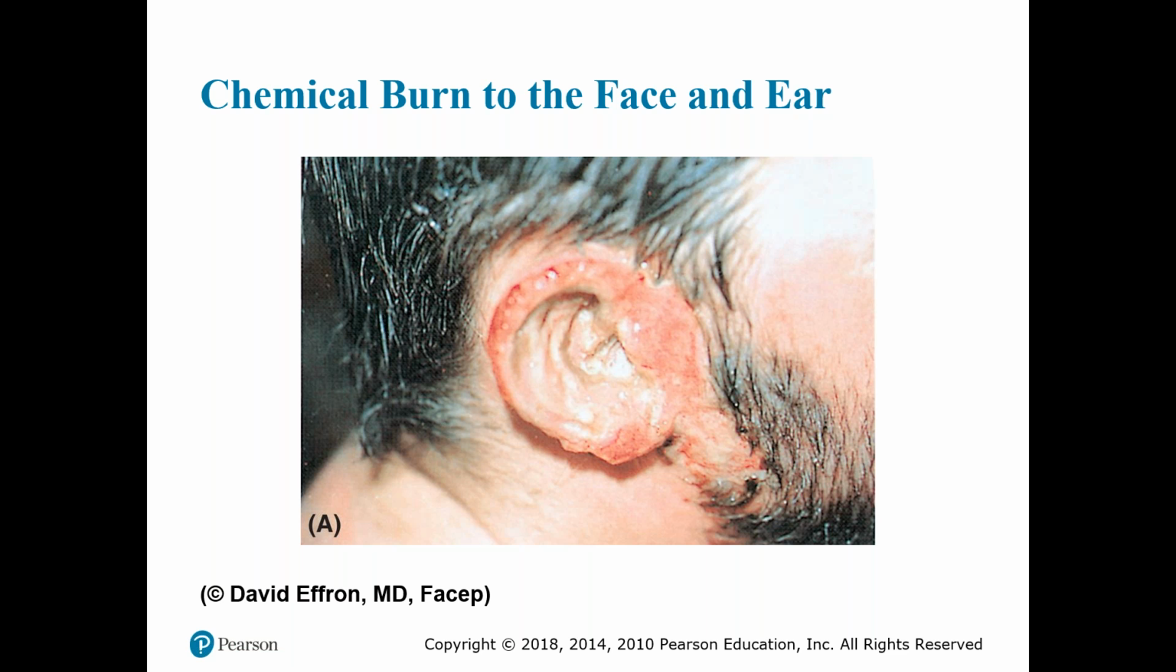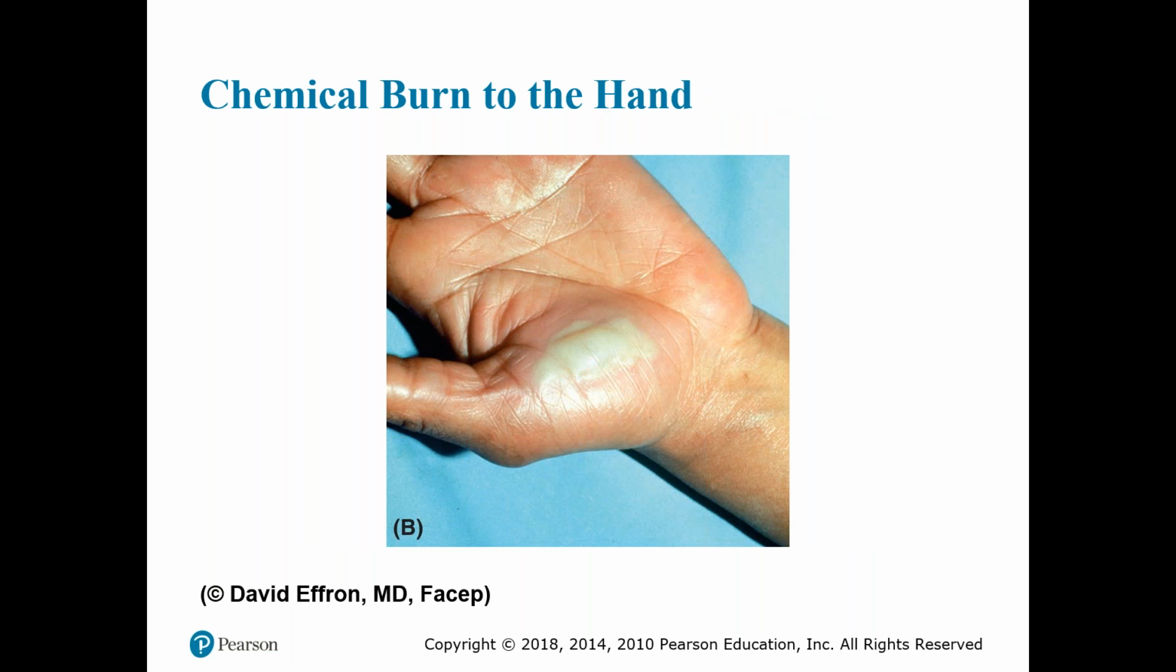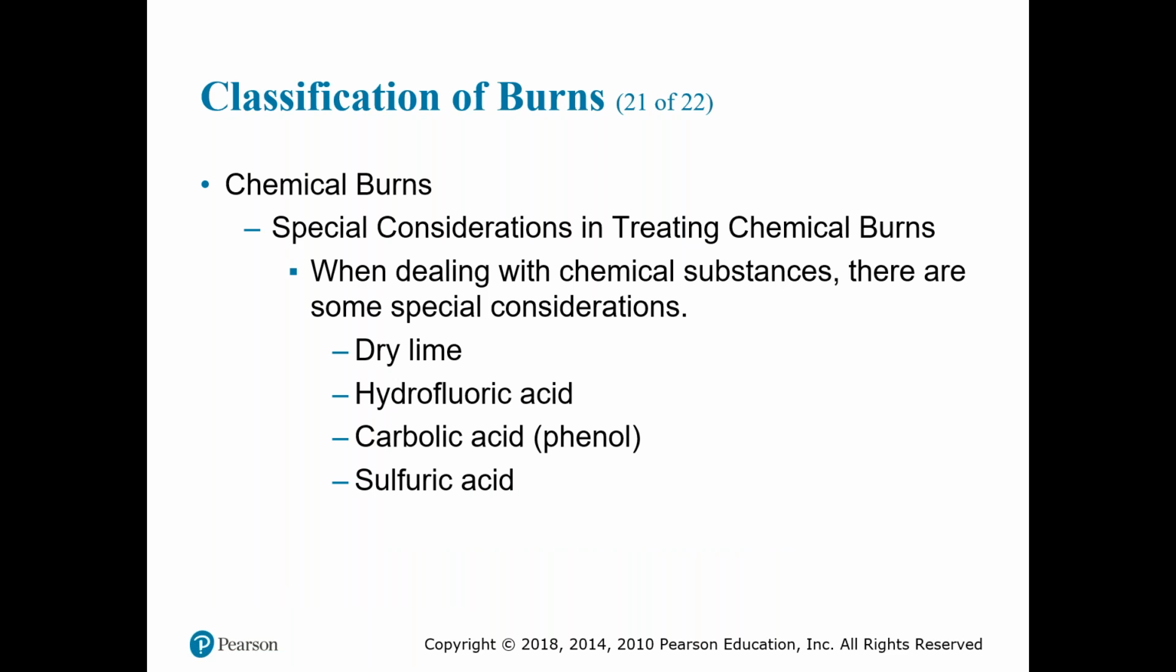So here we have a partial thickness burn around the patient's ear. So that's a substantial injury because that could go ahead and interfere with that patient's ability to hear. We have a chemical burn. So this is going to be classified as a 2nd degree burn because we have that blistering.